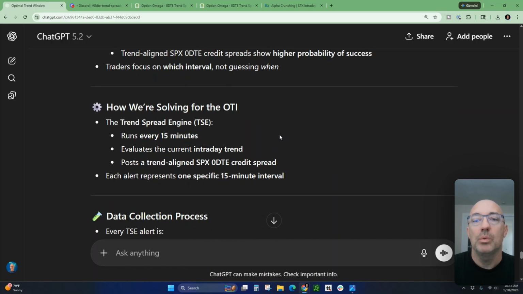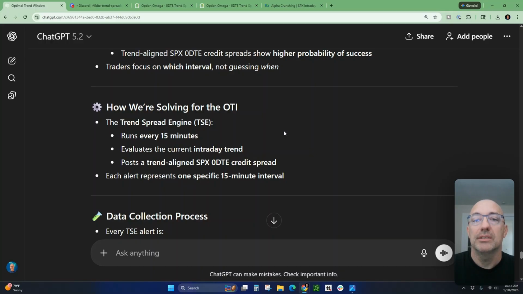How we're solving for that best trend interval is that the Trend Spread Engine, we'll call it the TSE, is going to run every 15 minutes from 10 a.m. to 3 p.m. Eastern time. So this is going to put out about 21 trades per day.